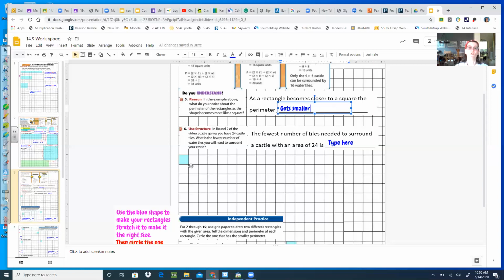So let's draw that out. 4 rows of 6. There's 4, 5, 6. Okay, so I have 4 rows of 6. Now I have to figure out what my perimeter would be. So 4 plus 6 is 10. 10 plus 10 is 20. So we would need 20 water tiles. There we go.